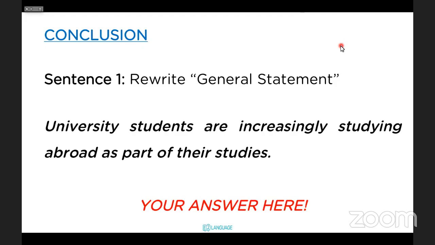Good, Julia, fine. Julia wrote, to conclude, the recent tendency is that the increasing number of students prefer to complete their degrees, plural, not one degree, their degrees, plural, overseas. Good. Julia, I would write, to conclude, there is a recent tendency for university students to prefer to complete their degrees overseas. I'd probably reword that. Recent tendency is not quite right.